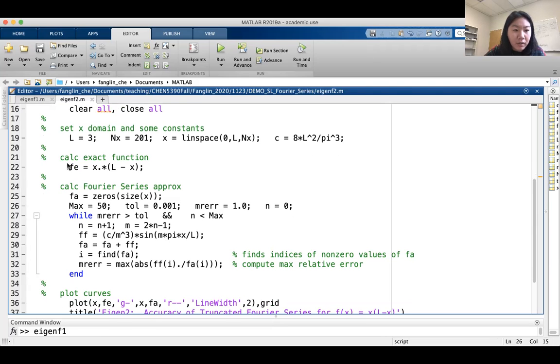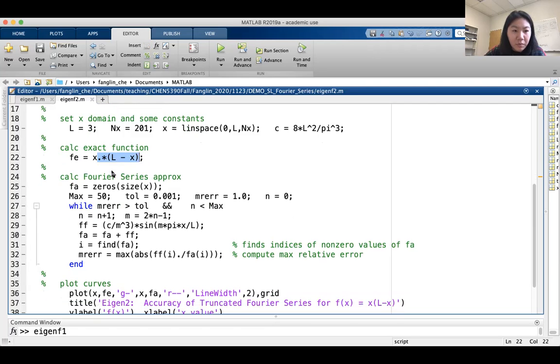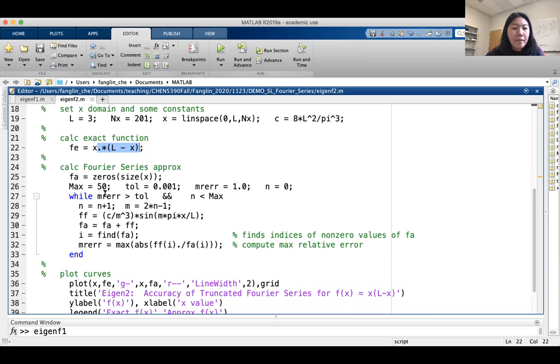Our exact function is not constant anymore. It's a quadratic function, x times (L minus x). Since my x is in vector format, when you do the times (L minus x), it should be an element-wise multiplication with a dot here. Next, we will calculate the Fourier series approximation to represent our continuous function.